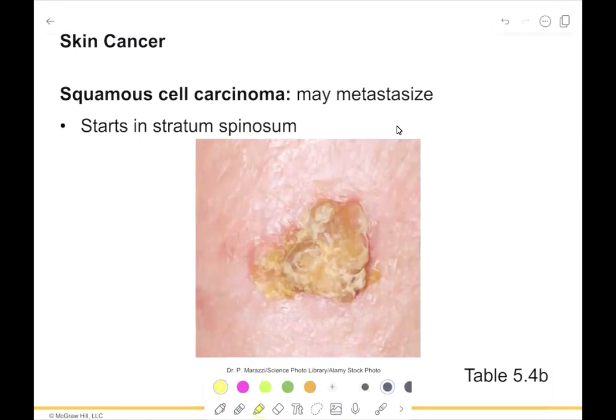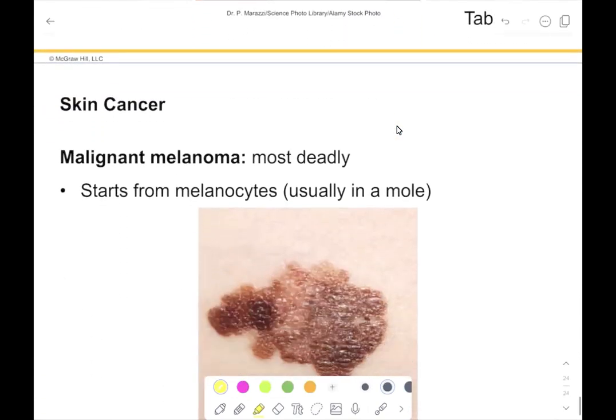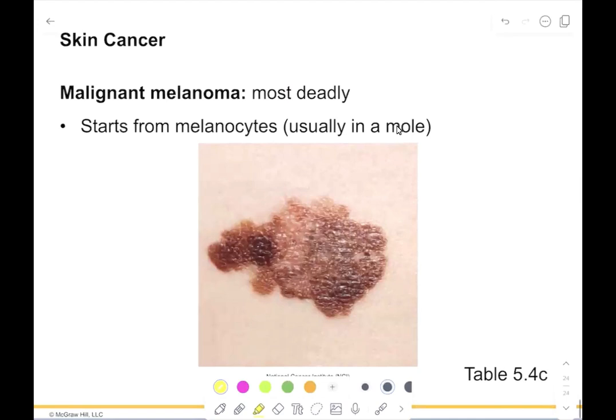The second type of skin cancer is squamous cell carcinoma, and it may metastasize. Metastasize means that it will spread, and it's called squamous cell carcinoma because of where it starts. It starts in the stratum spinosum. You can see this is kind of an uglier example of skin cancer. And the last type, which is the worst, is the most deadly. It's malignant melanoma, and it starts from melanocytes, which are in the stratum basale.